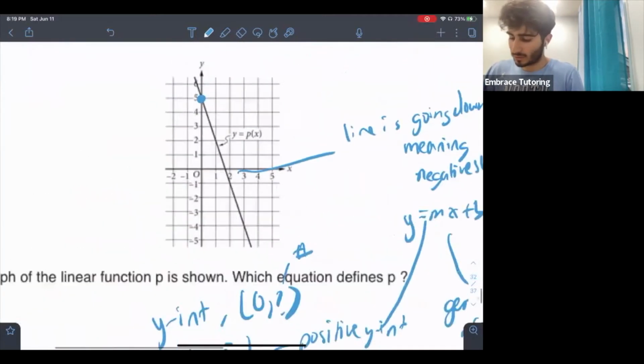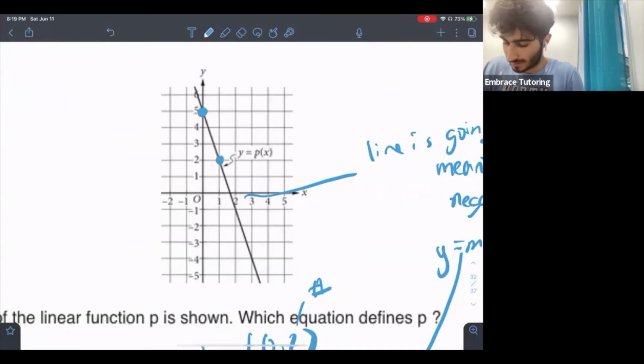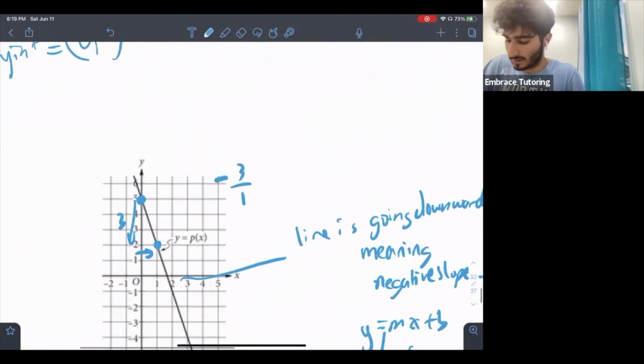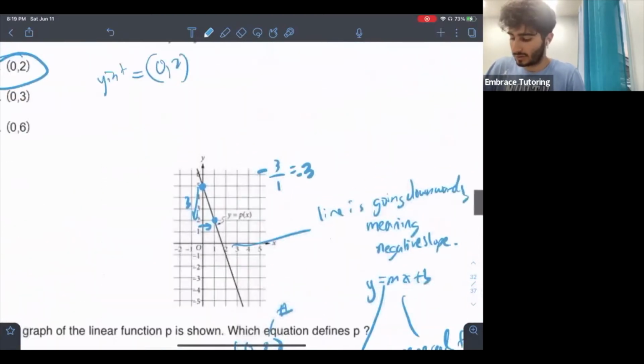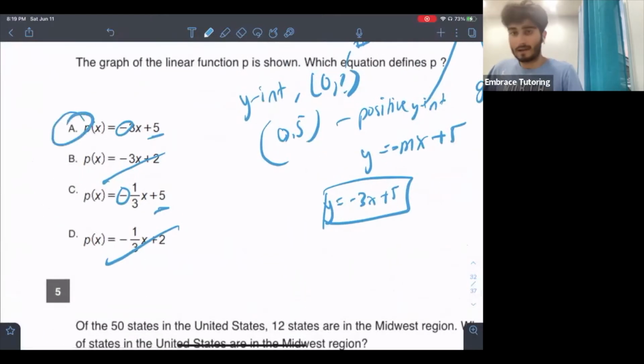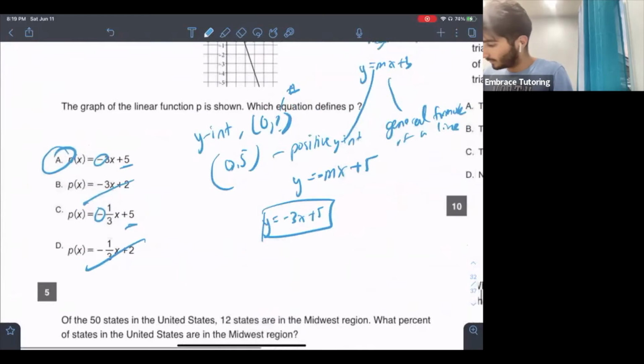Now, you can determine what the slope is by picking 2 points. So let's pick this point and this point. Then it goes down 3 units, and then it goes right 1 unit. So that means it would be rise over run. Since it's negative, it would go down instead of rising. So it'd be negative 3 over 1, which is equal to negative 3, which, if you plug into the formula, is negative 3x plus 5, which is choice A. And that's how you solve question 4 of this test. And now let's move on to the next question.